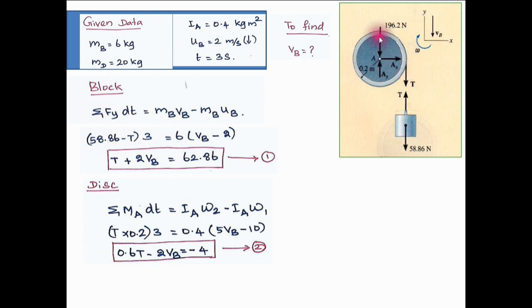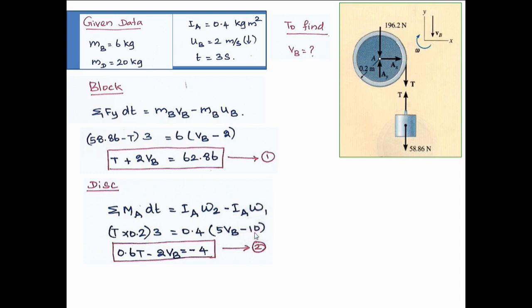There are 4 forces acting on the disc. However, these 3 forces act through point A, hence these 3 forces won't create any moment about point A. The only force creating moment is tension. So force is tension and the perpendicular distance is radius, so T into 0.2. Total time is 3 seconds, so we get the left hand side. Now taking I_A common and substituting the value of moment of inertia, that is 0.4, and we have to substitute the values of omega 2 as 5 V_B and omega 1 as 10.